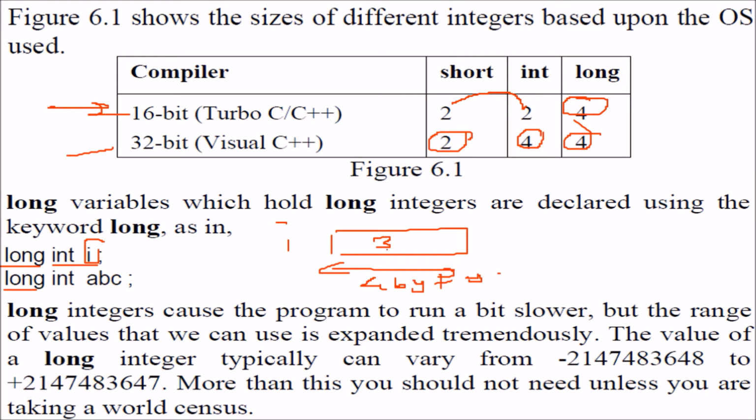But please understand, if the size is higher, the program will be a bit slower. Because this is 4 bytes, and 4 bytes means 4 into 8 bits, that is 32 bits. So the range goes from 2 to the power 32. This is the range. You take half of this on the negative side, half of this on the positive side. So this is how it goes.